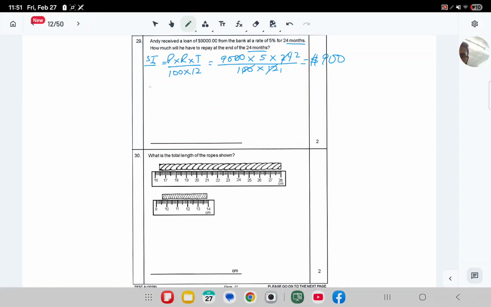To calculate the total to repay, it will be the principal add the simple interest, which is 9,000 add the 900, which will give us 9,900.